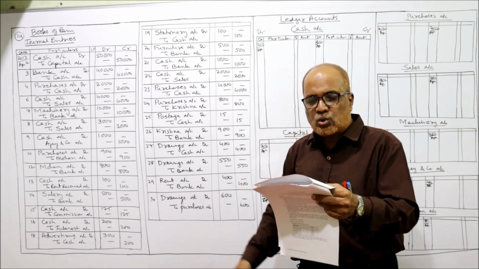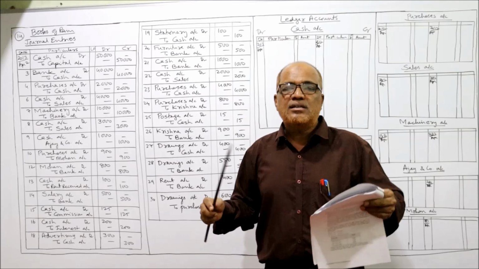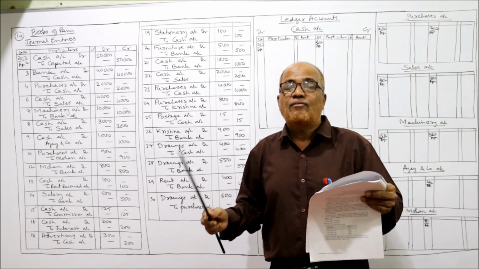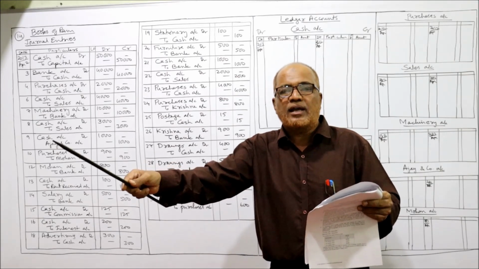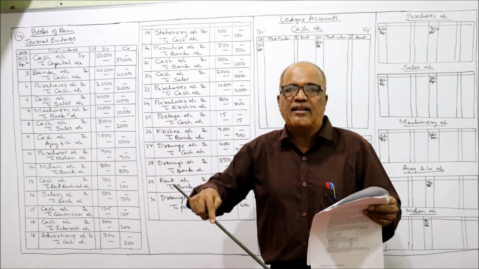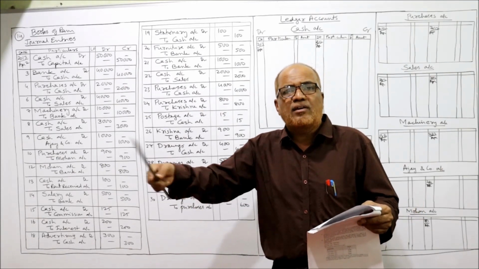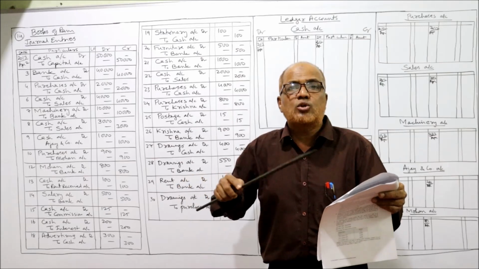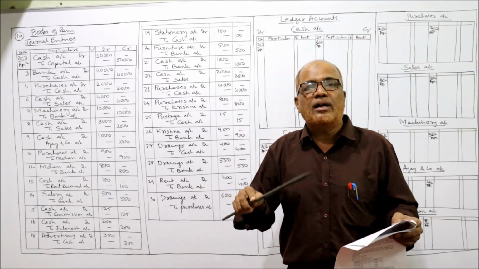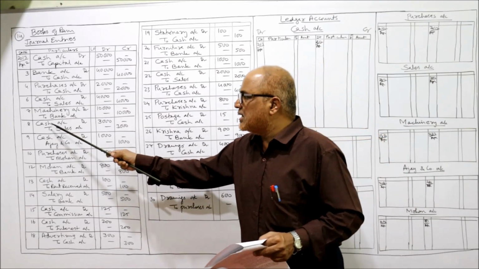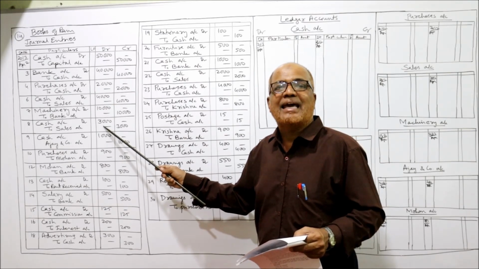Then sold goods to Hari and Company for cash. When for cash is given, it is a cash sale. We are not concerned with Hari and Company. When we have sold goods and Hari and Company has paid the cash, it is a cash transaction. We are receiving the cash and giving the goods, so there is no need to mention Hari and Company. So the entry will be cash account debit to sales. So here you can see cash account debit to sales, 3,000, being the goods sold for cash.